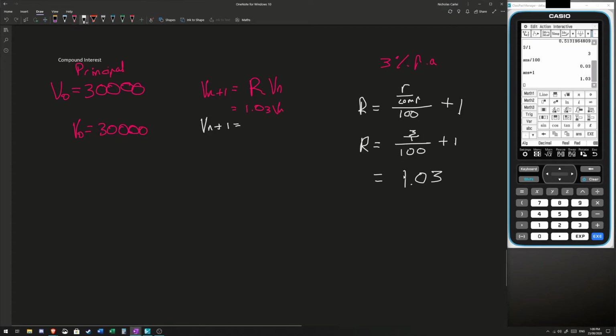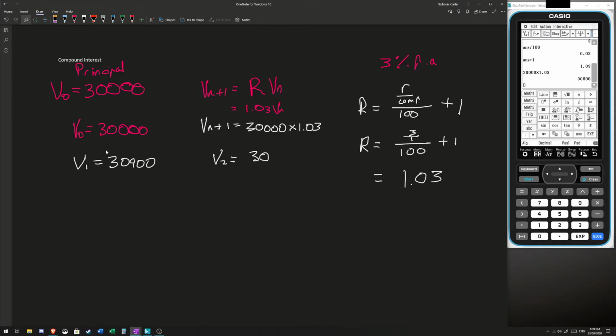Our V1 is 30,000 times 1.03, and that's 30,900. Now, if we want to work out V2, we then input our V1 into the formula. So 30,900 times 1.03, and that gives us our V2 value.